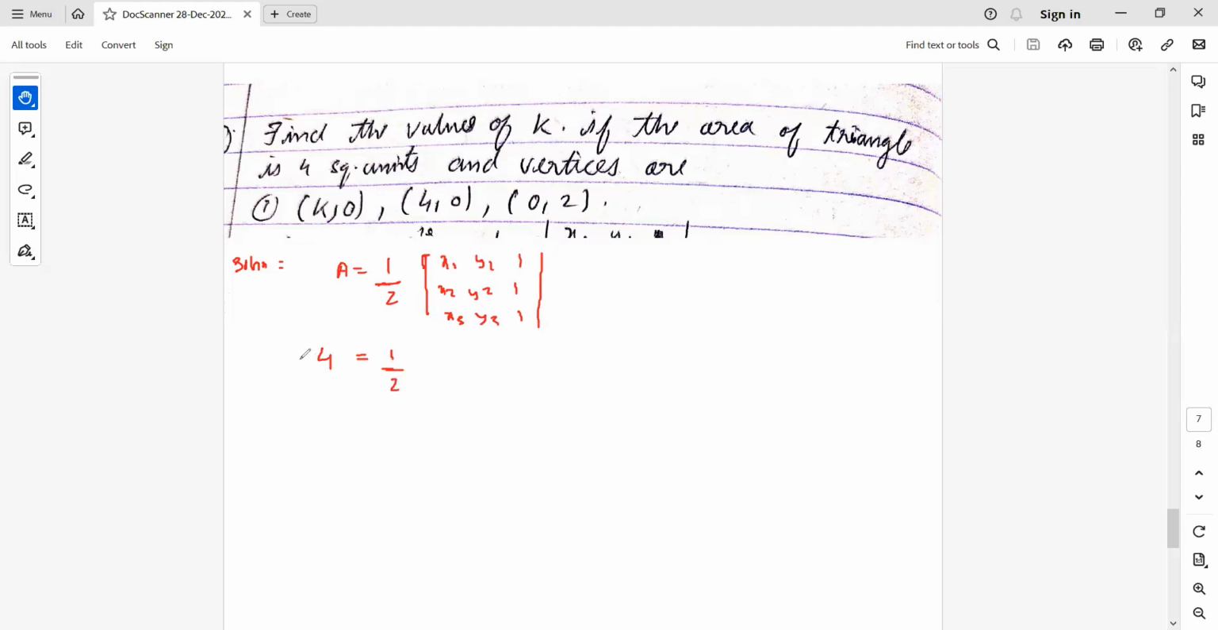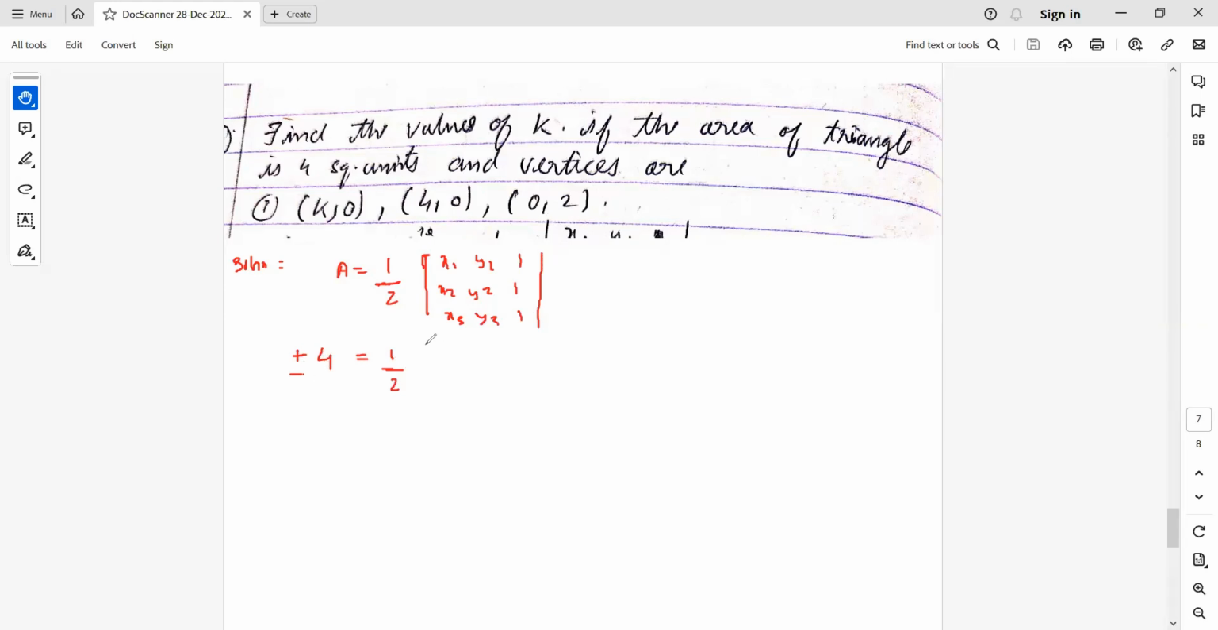And see, when we consider area, we need to consider it as positive only. But when we want to find out the value of k, you consider it as both. It will be plus 4 also, it will be minus 4. So it can take a plus value or a minus value. But when we calculate the area, always we need to keep the answer as positive, so there we are using the mod value. And when we want to calculate the k value, you need to consider both the values, plus 4 as well as minus 4.